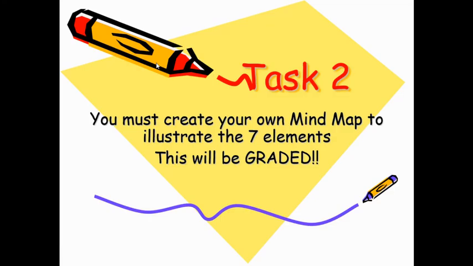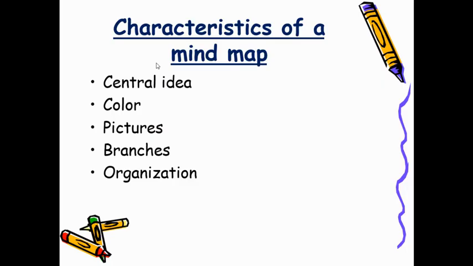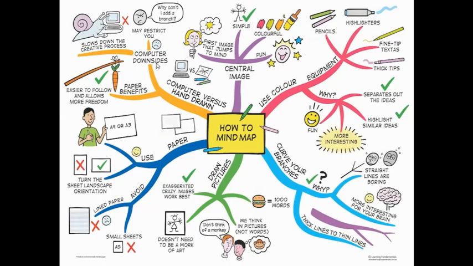So Task 2 for you is going to be to create your own mind map. You must illustrate the 7 elements and this is going to be graded. So you will have today's lesson and tomorrow's lesson, so 2 lesson periods, to make sure that you can complete this. Please use color, please use images, and please make sure you include all 7 elements of narrative writing. It is very important for you to remember that your mind map will be graded and that it should illustrate all of the different elements.